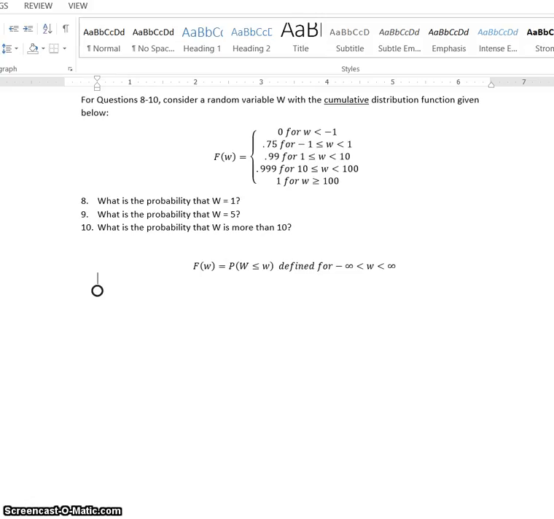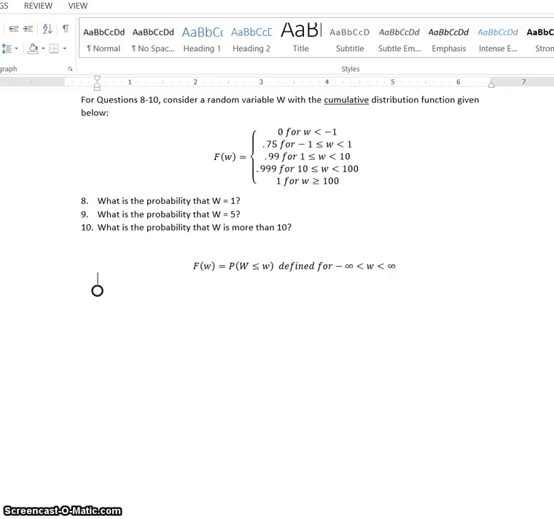So here's the question, and remember that the cumulative distribution function, capital F of W, is the probability that the random variable W takes on a value less than or equal to a particular value, little w. It's defined for all real numbers from negative infinity up to infinity. So even though the random variable W may only take on a discrete number of possible values, this cumulative distribution function is going to be defined for all real numbers.